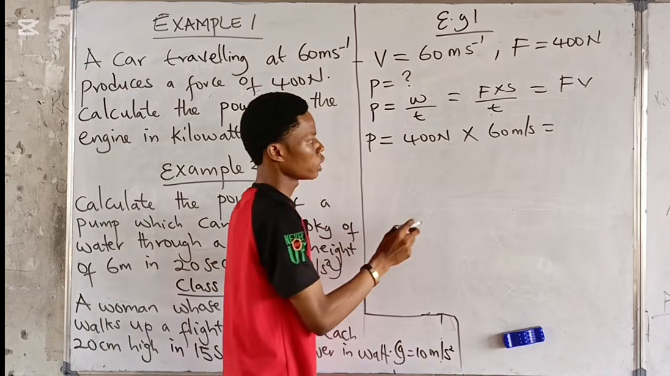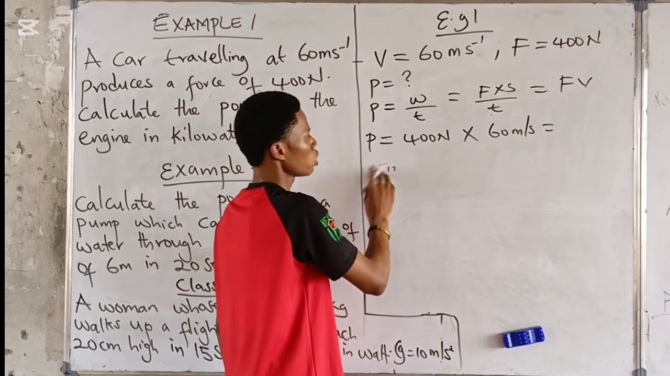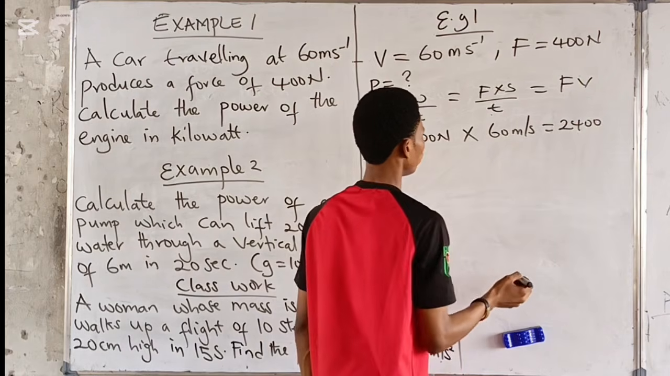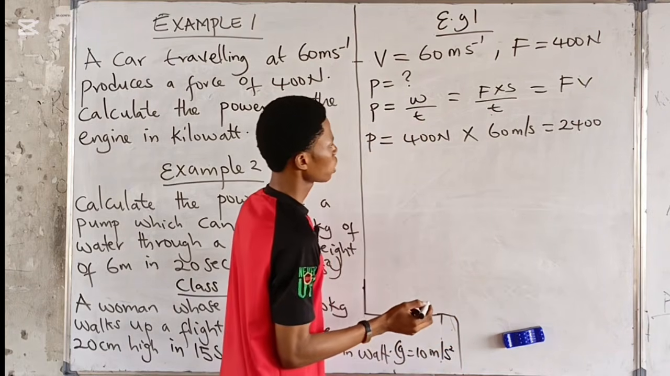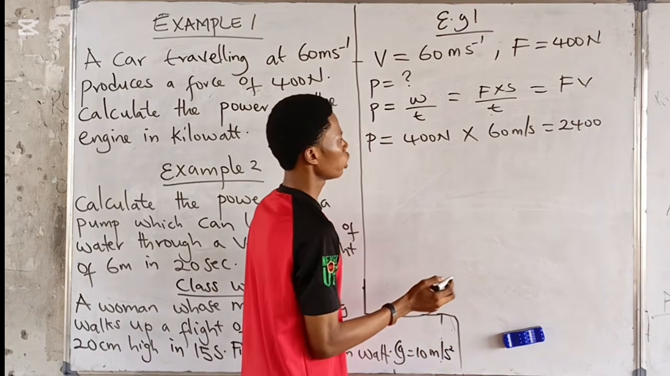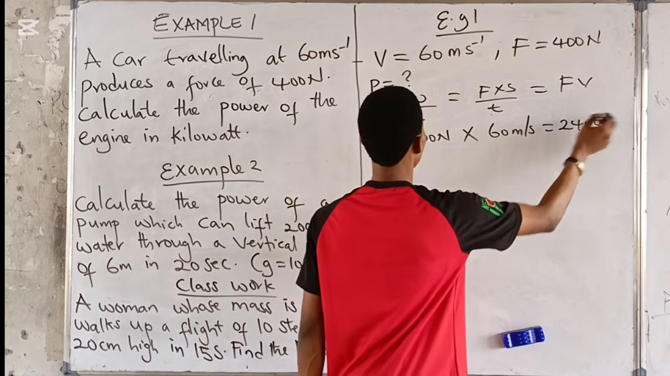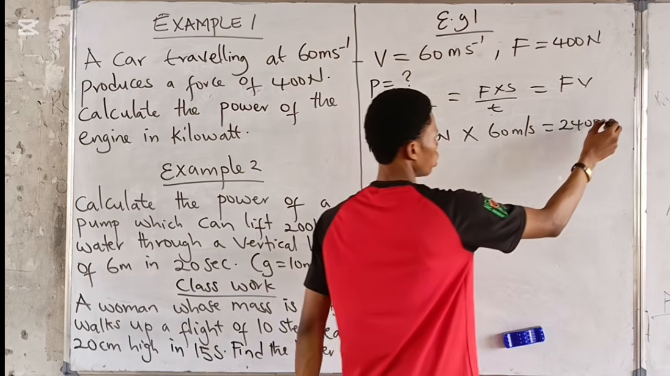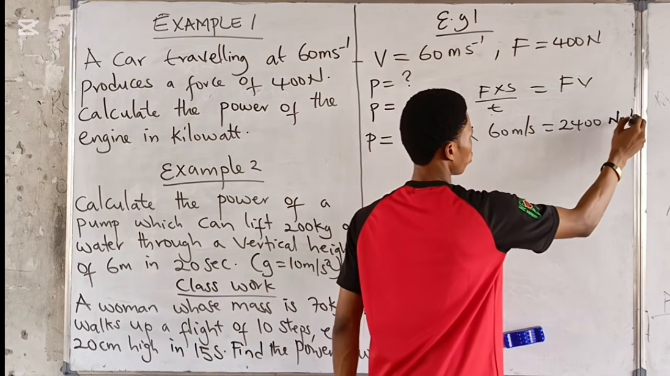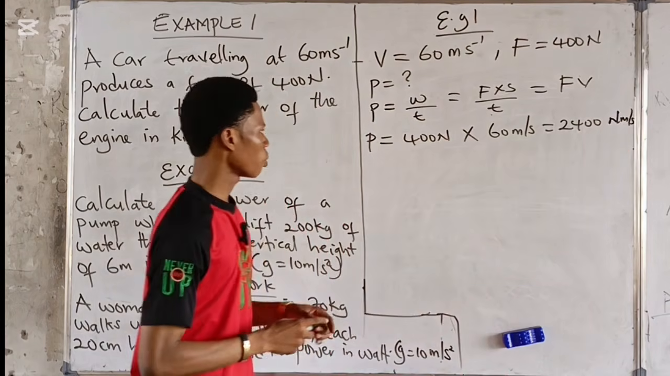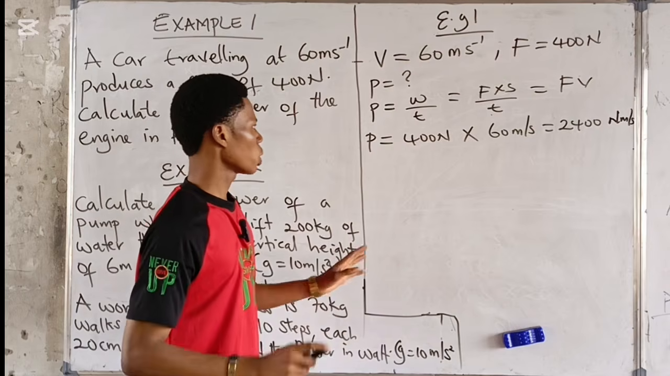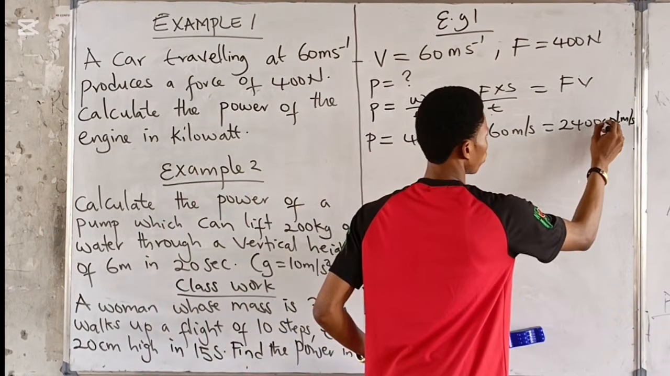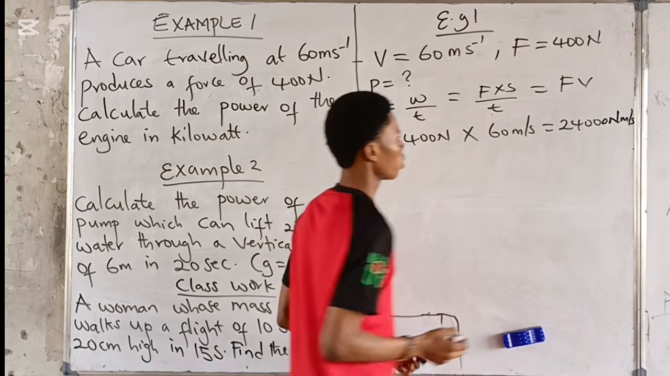So 400 times 60 will give us what? 2,400, right? What's the unit? Newton meter per second. That's the unit. But now, sorry, this is supposed to be 24,000.